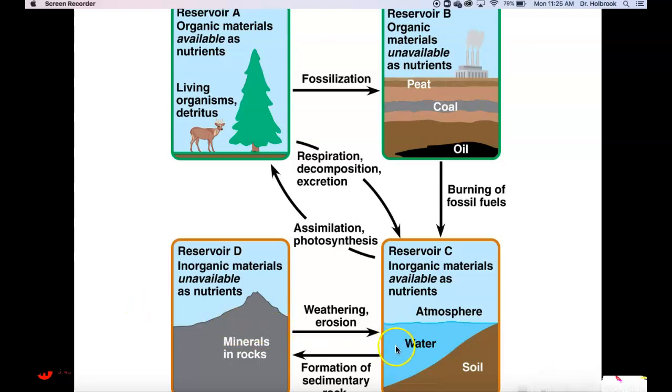Then we have the formation of sedimentary rock. And so we're not necessarily talking about a carbon source anymore, but this is how phosphorus becomes available. If you have phosphorus being packed into rocks, or other minerals being packed into rocks, it's weathering and erosion that then makes it available again. So this is just showing you how minerals get cycled through an ecosystem and turn into forms that are available and then turn into forms that are unavailable.